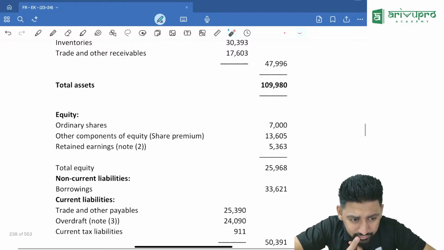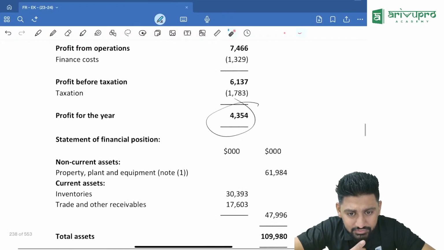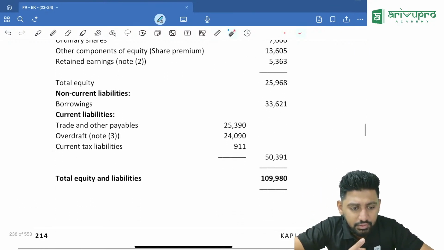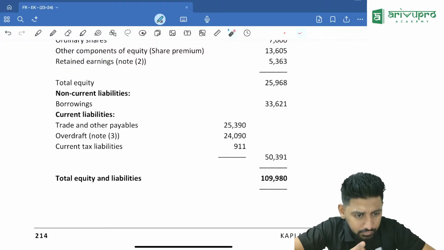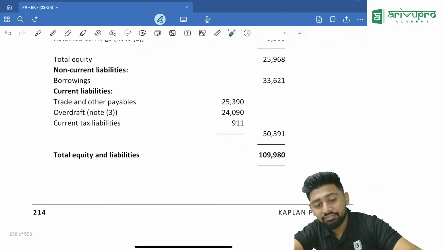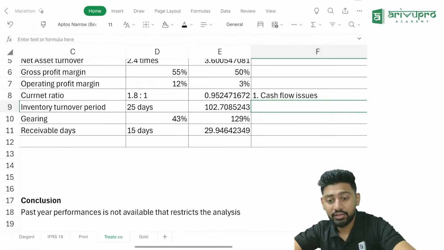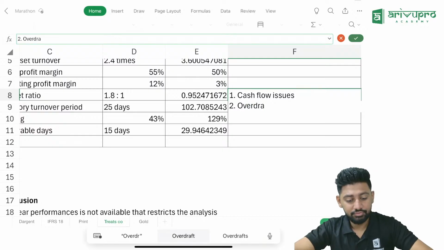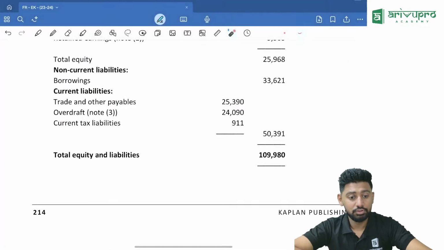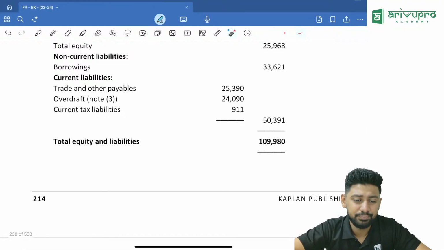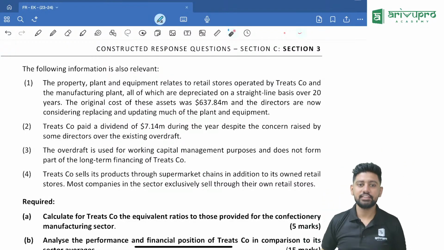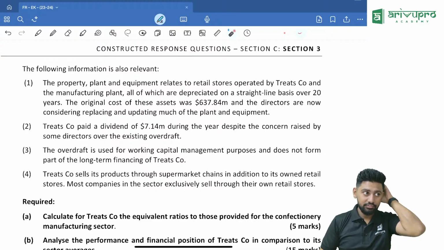Ordinary shares are the components of equity, retained earnings 5363. Borrowings, trade and other payables, bank overdraft. I have a big overdraft here, so I can't forget that. I need to see what is happening with the overdraft. Correct, it looks like a big overdraft. Current tax liabilities. Okay, that's it. And I have got some information. I want to understand this information. This is where I start framing my answers.